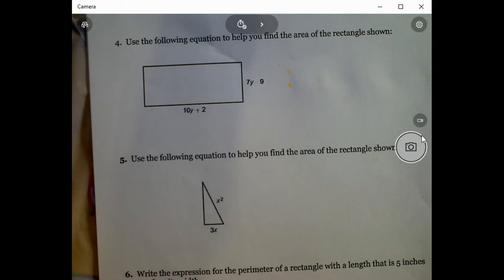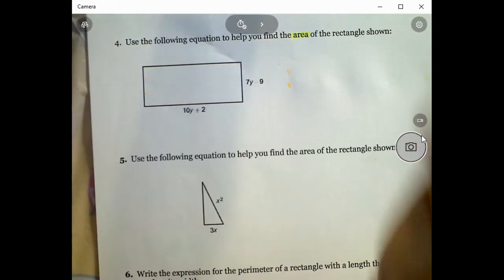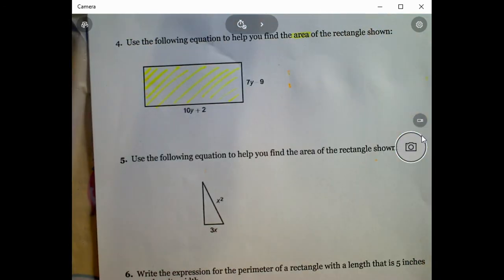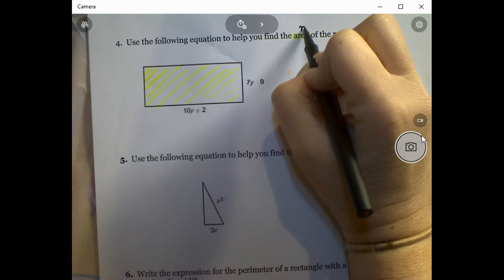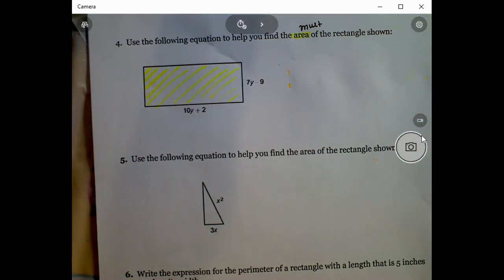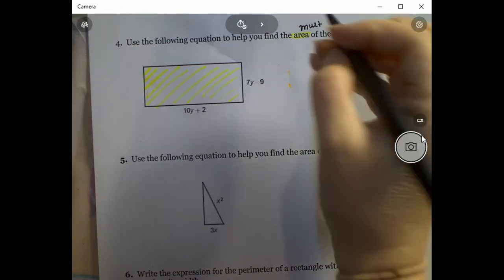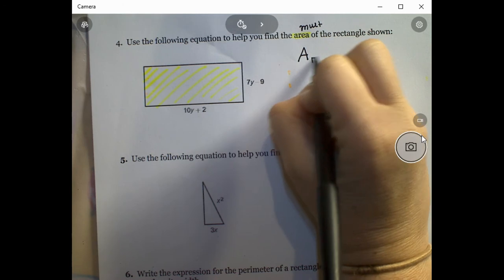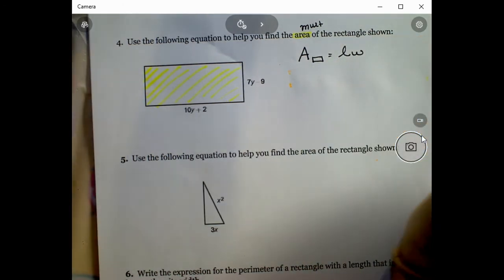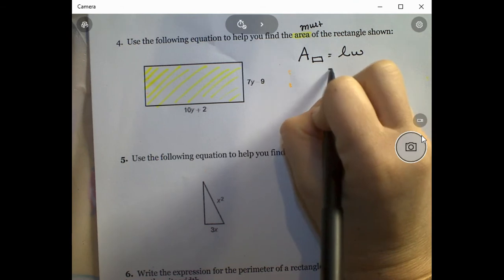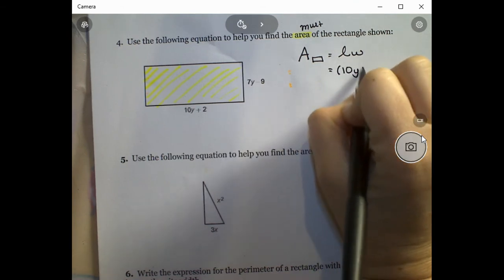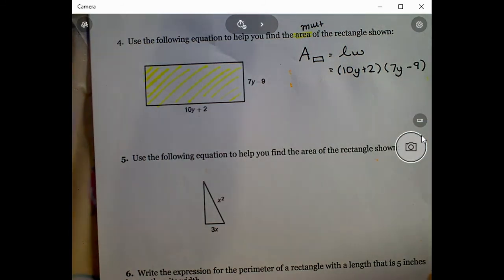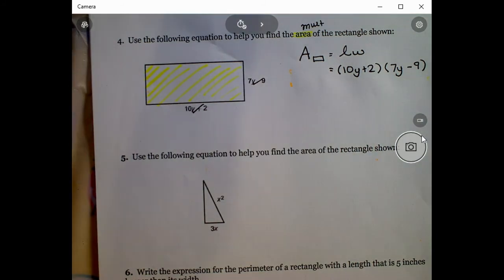Now we're kind of changing gears because now it wants us to find the area. Remember, the area represents the space inside the shape. And when you do area, you're using a formula, and it's usually a multiplication formula. All right, so this is a rectangle, and the formula for the area of a rectangle is length times width. So it's going to be 10y plus 2 times 7y minus 9. Length times width.